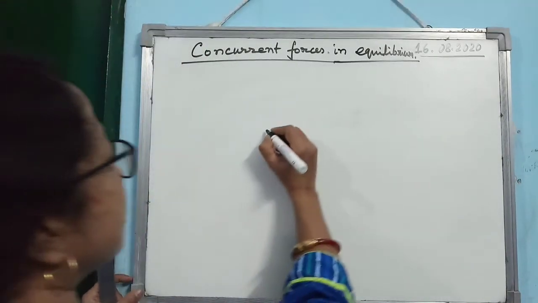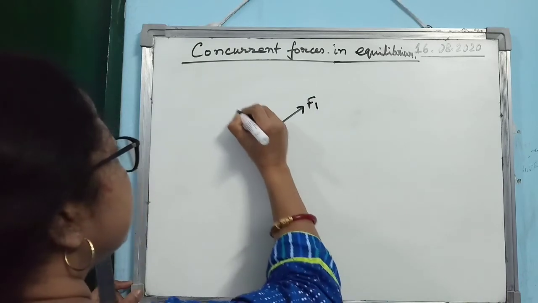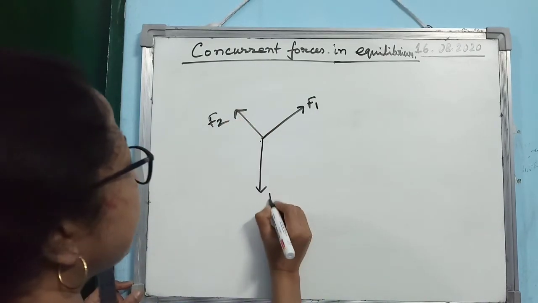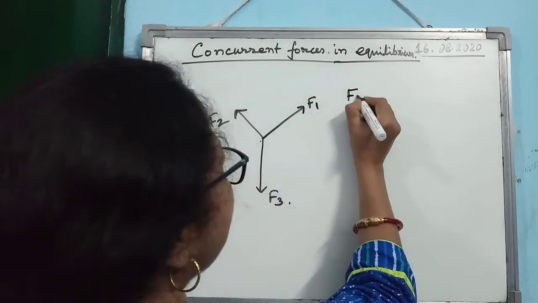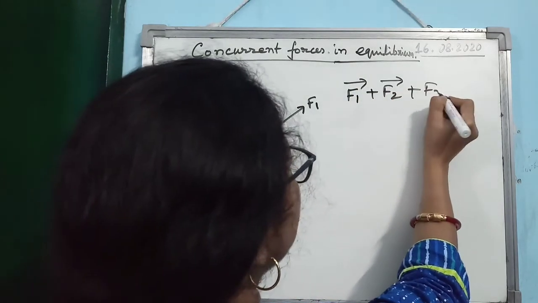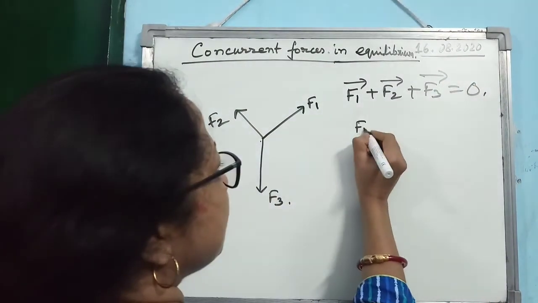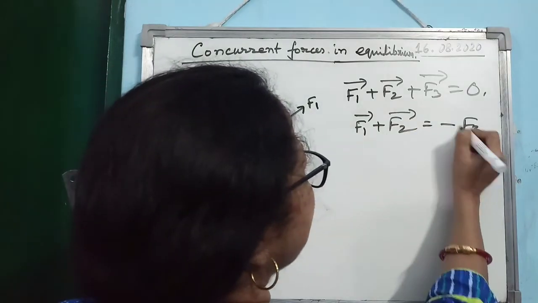So you see, suppose we are considering that F1 is acting in this direction and F2 is acting in this direction, F3 is acting in this direction. Alright. Now F1, F2, F3 are acting in such a manner that the resultant of all these forces, F1 plus F2 plus F3, is equal to 0. What does it mean? You see, F1 plus F2 is equal to minus F3.